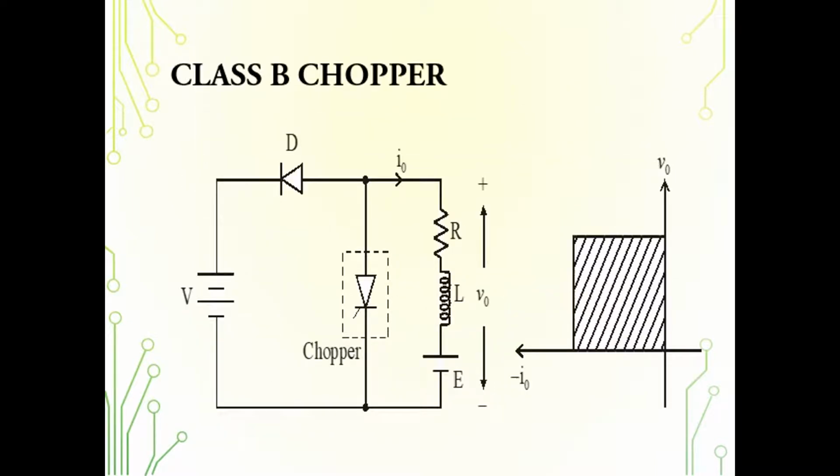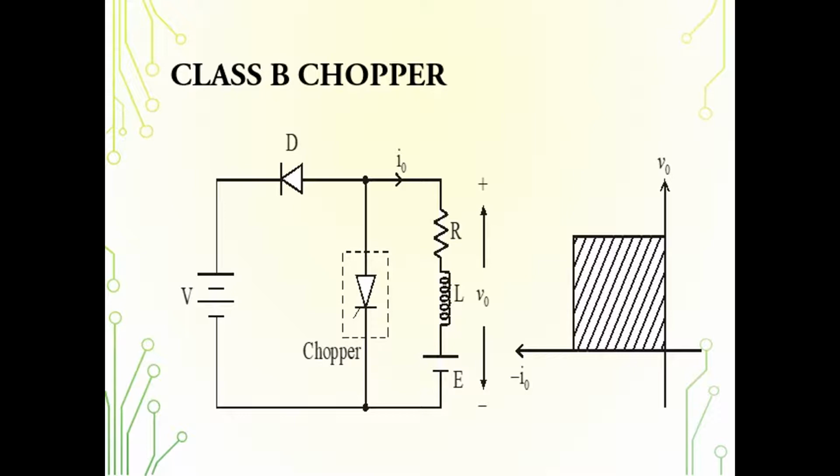Next is the Class B chopper. Here you can observe that the chopper switch, or thyristor switch, is connected in parallel to the load, and you have a diode present over here. The load shown here is inductive. It should have a source E, especially for a motor load. So how does this circuit work?